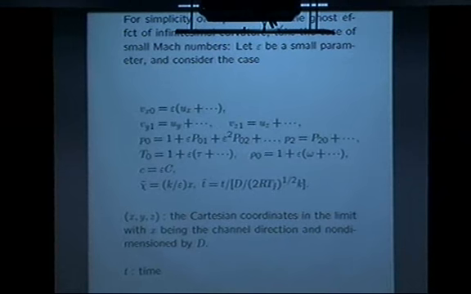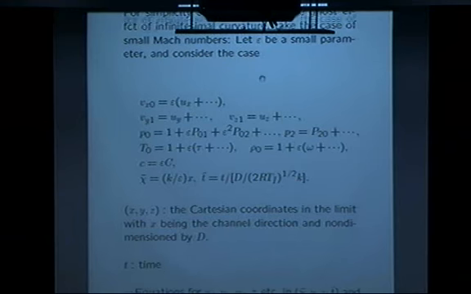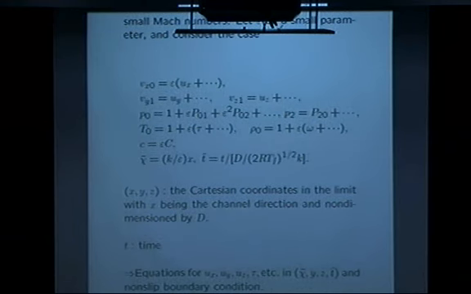And also the slow variation in the flow direction, we take this factor K over epsilon. Epsilon is small, but K is much smaller than this one. Epsilon is the Mach number. And x, y, z is the Cartesian coordinate in the limit, with x being in the channel direction and non-dimensionalized by d. You must be careful: this is the Cartesian coordinate in the limit Knudsen number going to 0.